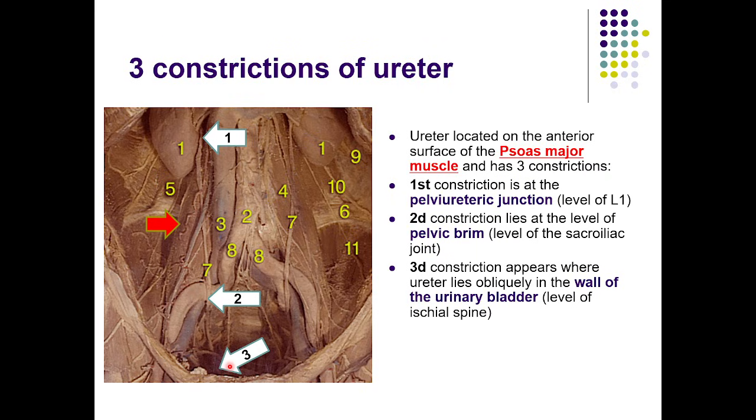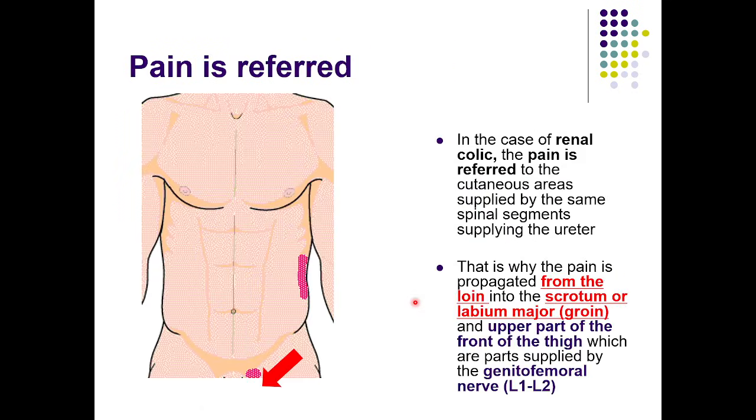And the third constriction is inside the wall of the bladder. Once the ureter goes through the wall of the bladder, it also has a constriction there because of the muscle of the bladder. We will talk about the muscles of the bladder. We call this the detrusor muscle. Very good. So again, one more time, three constrictions. The first one we call the pelvico-ureteric junction. The second one is the pelvic brim. The third one, the wall of the urinary bladder, the intramural constriction.